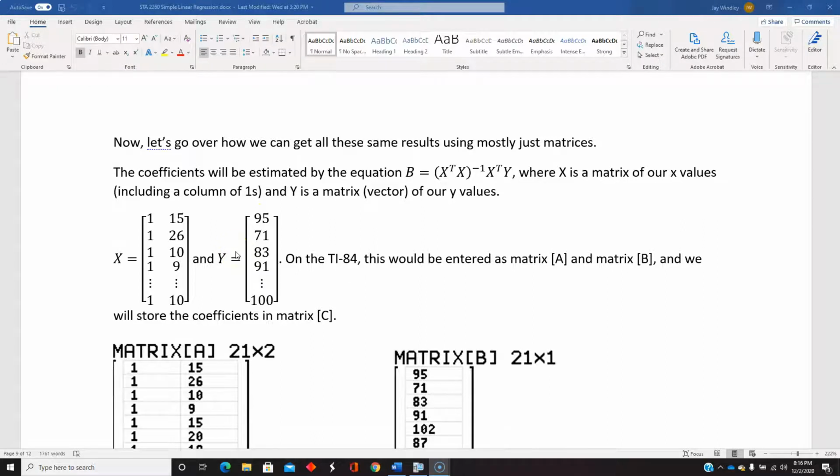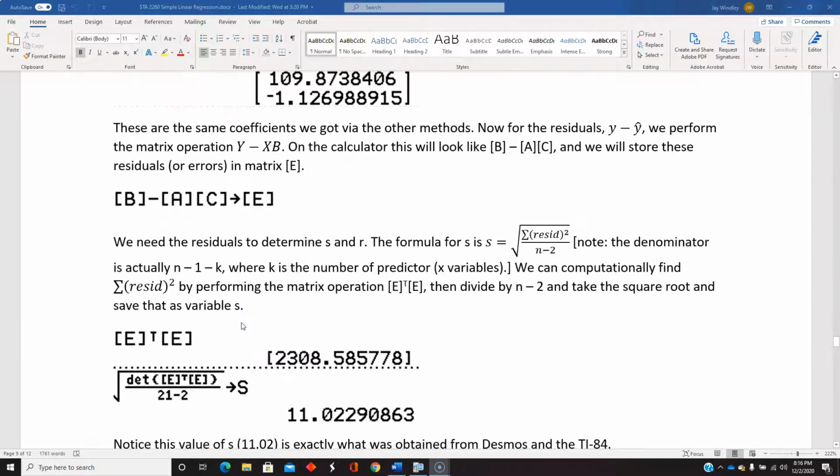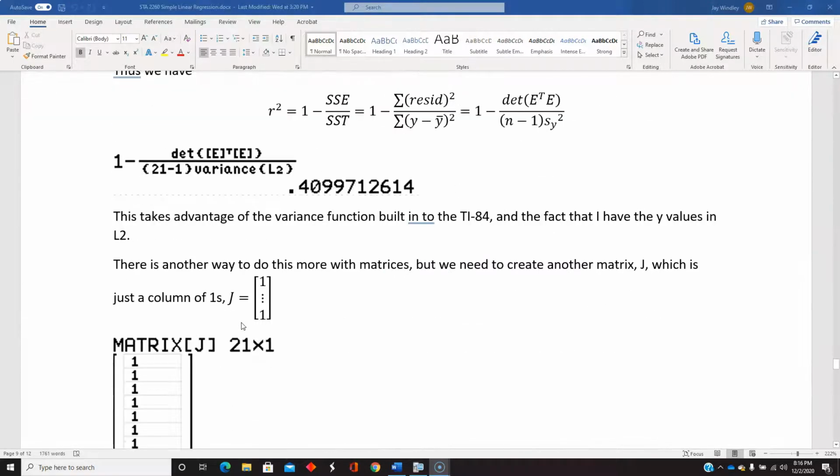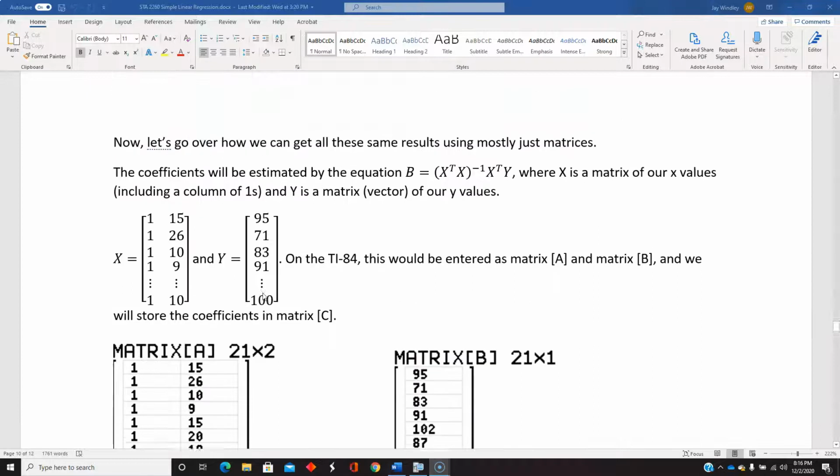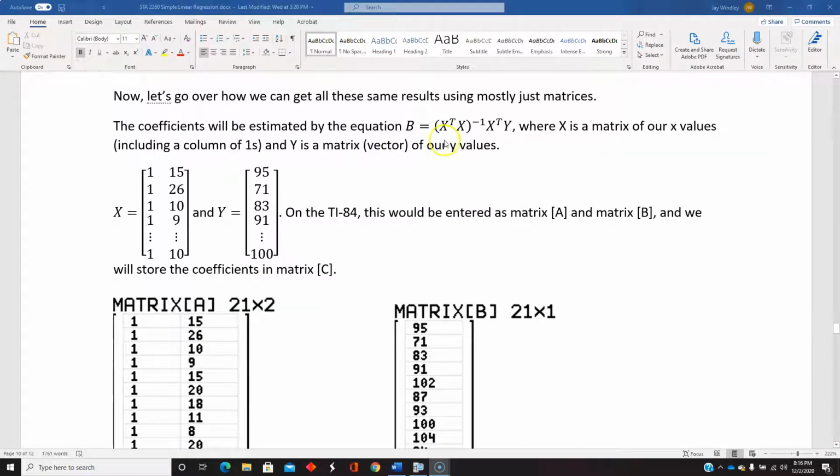And then you'll see a little bit farther down this page, we're going to need a matrix of just a column of ones, a column of 21 ones. Okay, so the main matrix equation that makes all this happen is right here: X transpose X inverse X transpose Y.